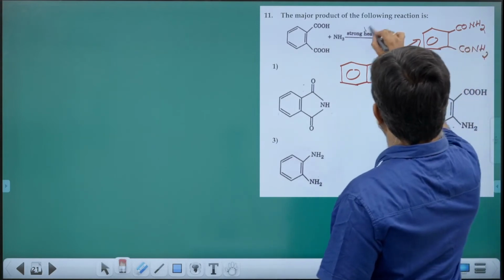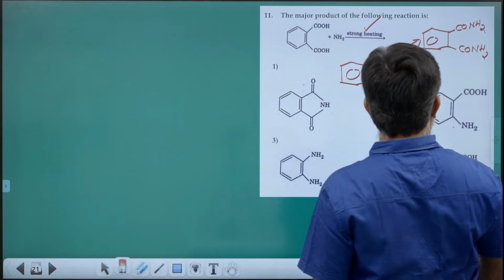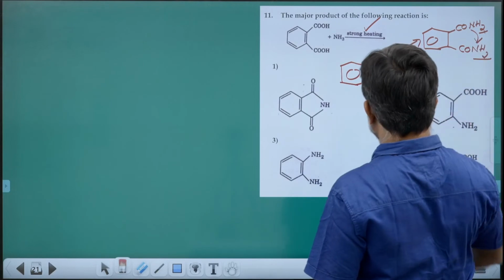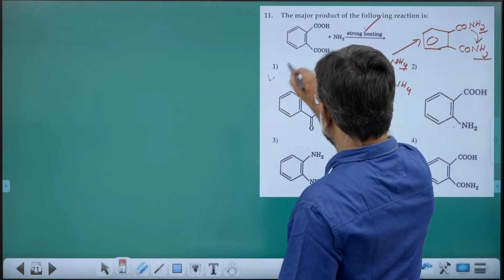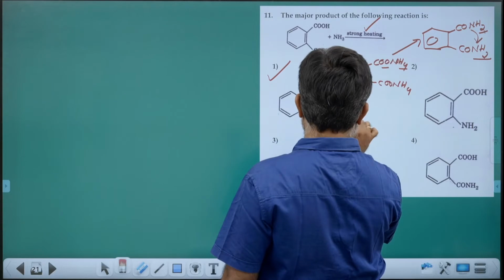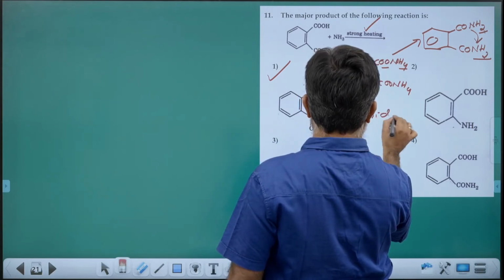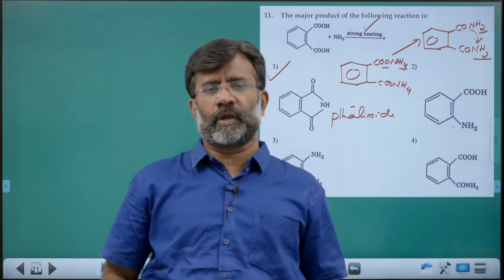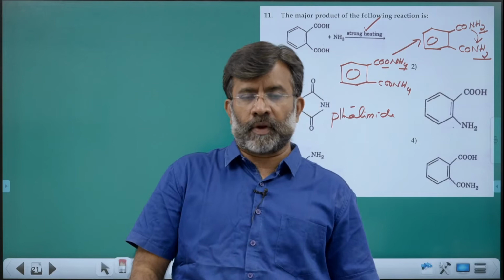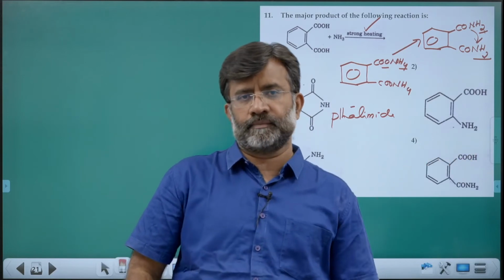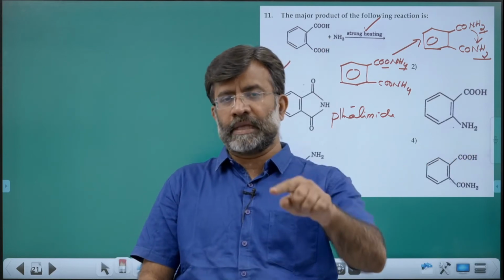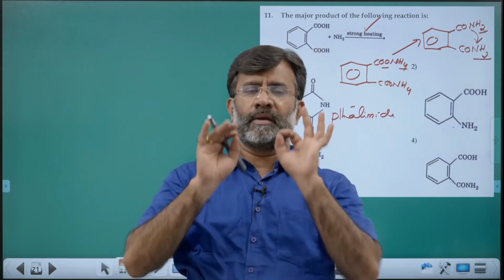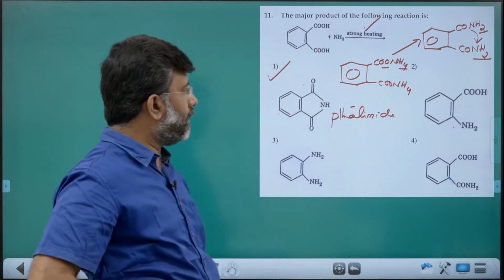But it is commented to be strong heating. Upon strong heating, this NH2 with the H will be removed as ammonia and it will make a cyclic amide. And you get phthalimide. First choice is the answer. So first you get an ammonium salt, from where water is gone, you get amide. Upon strong heating, one ammonia molecule will be eliminated and the two groups will merge to form a cyclic imide. Okay. Next.